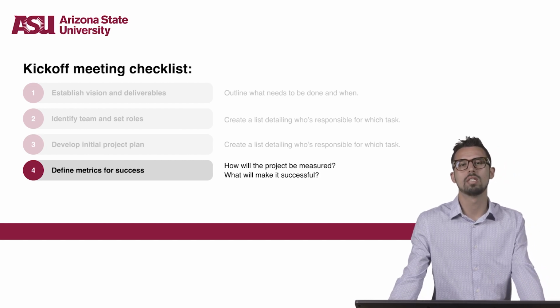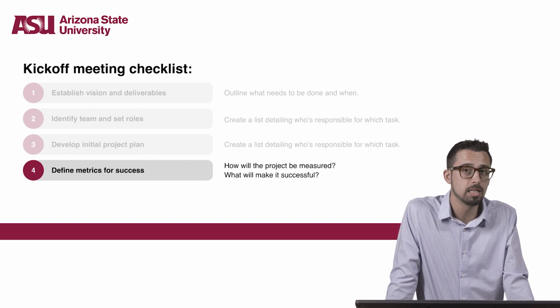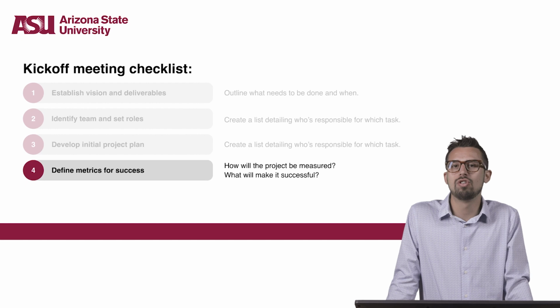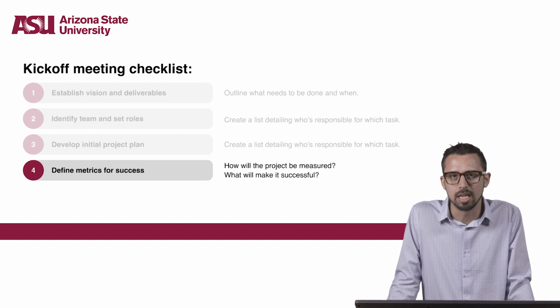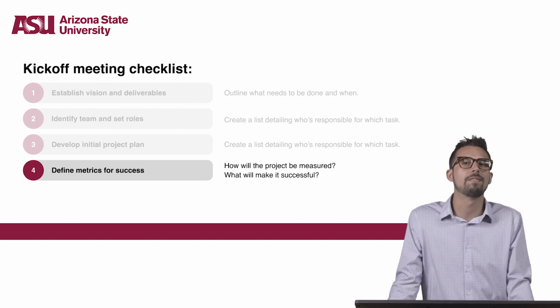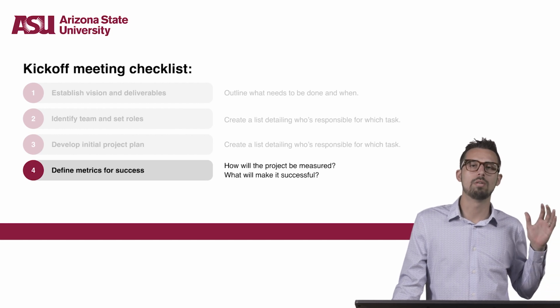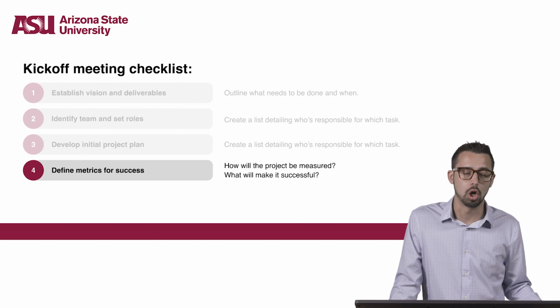Step number 4 is to define metrics for success. This is, in my experience, where 90% of projects fail. If you have to specify how a project is going to get done, why not go the extra mile and define what success looks like? You have to specify how will the project be measured, what will make it successful, set expectations and goals early.